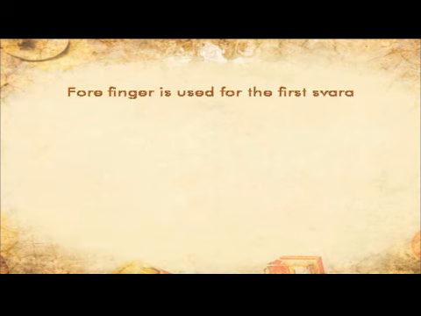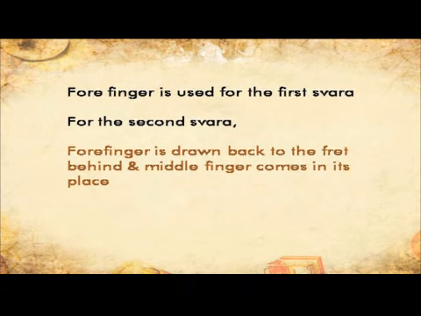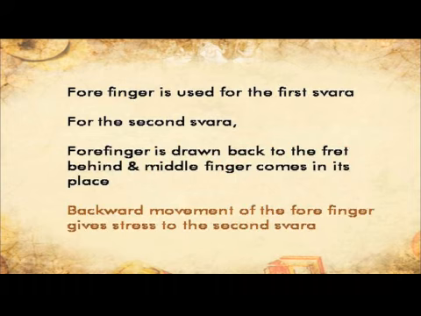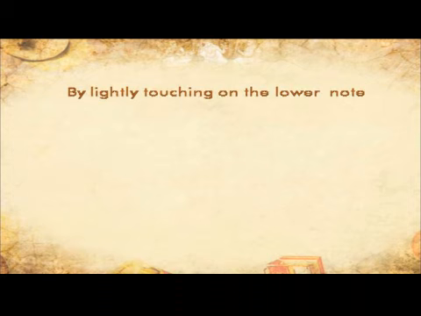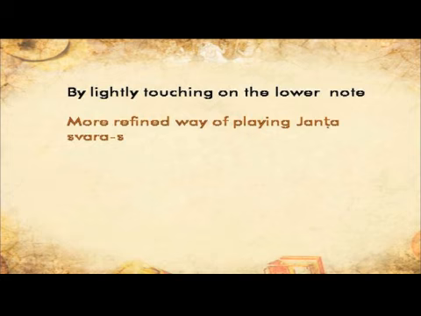In the second method, the forefinger is used for the first swara, and for producing the second swara, the forefinger is drawn back to the fret behind and the middle finger comes in its place. The backward movement of the forefinger gives a stress on the second swara by lightly touching the lower note. This is a more refined way of playing the jantaswaras.